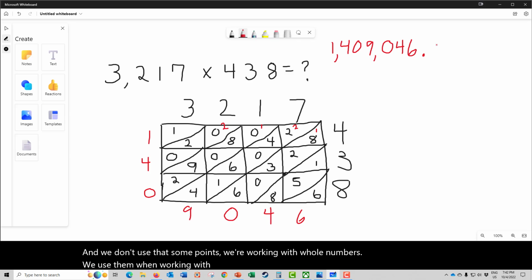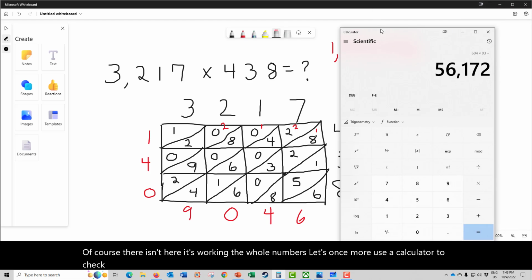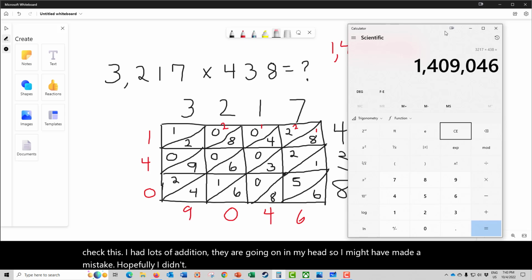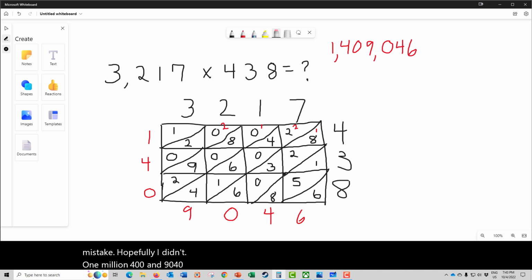If this answer were 0.3, then we would say 1,409,046 and 3/10. So we only say "and" if there is a decimal point in our answer. Of course, there isn't here because we're working with whole numbers. Let's once more use a calculator to check this. I had lots of addition going on in my head, so I might have made a mistake. Hopefully I didn't. 1,409,046. So 3 examples here of lattice multiplication.